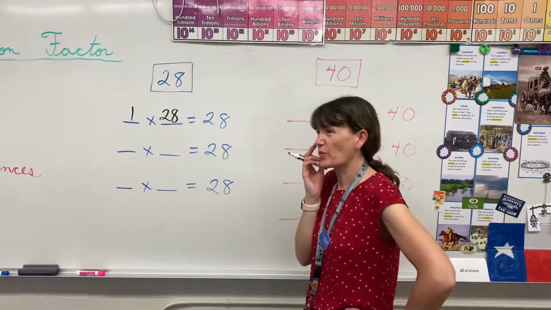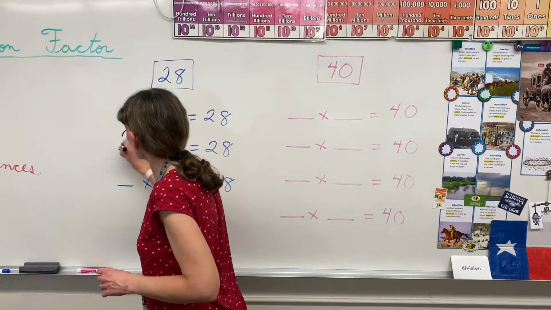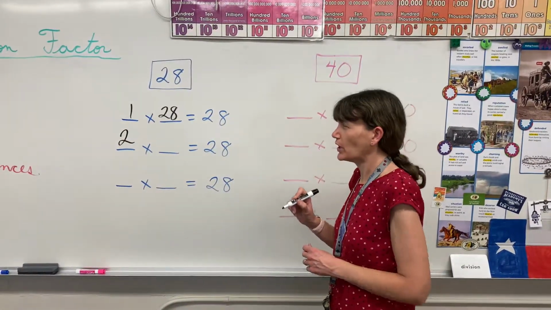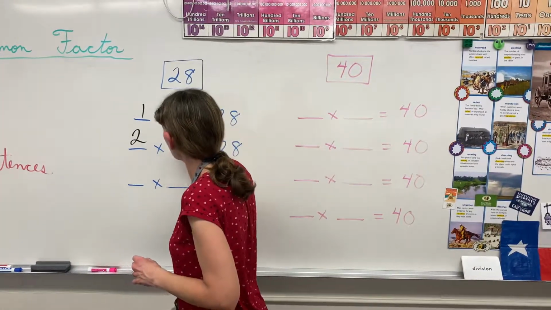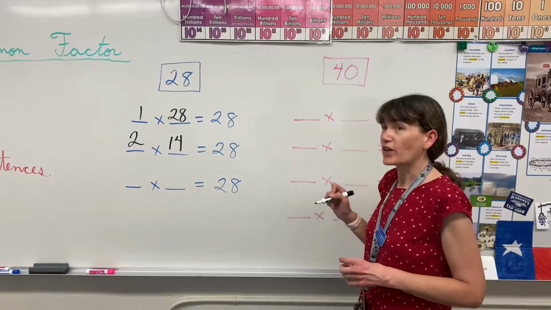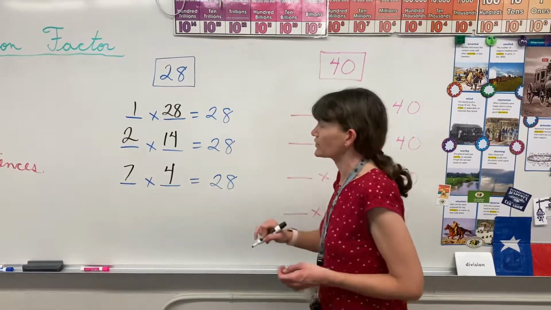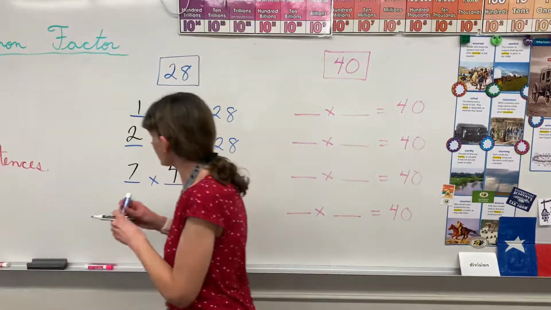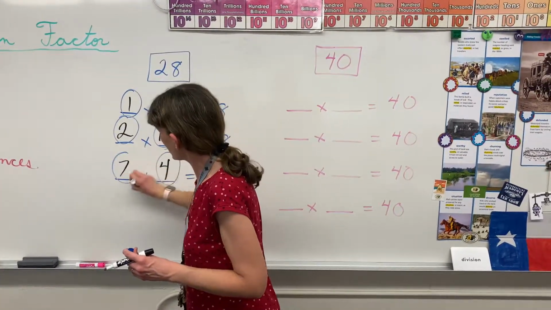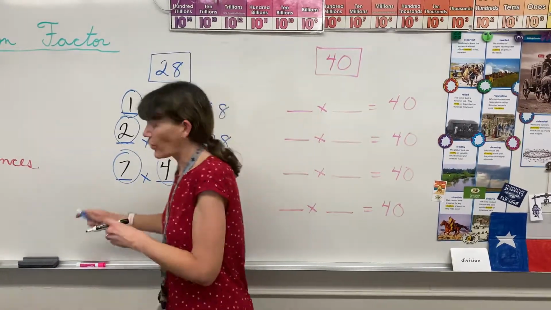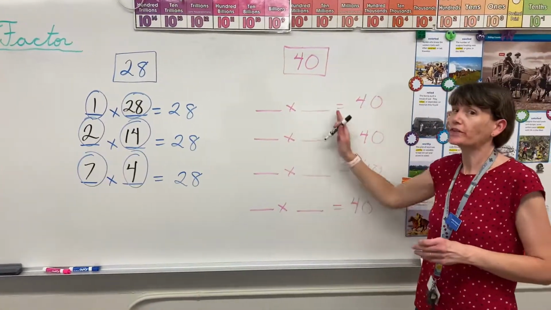So what else in your math brain? Okay, it's an even number, so I know there's going to have to be a 2 in there somewhere. So 2 times what is 28? Got it. 2 times 14 is 28. And then if I think about my facts, 7 times 4 is 28. So all of these, 1, 2, 14, 4, 7, and 28, are all the factors of 28.